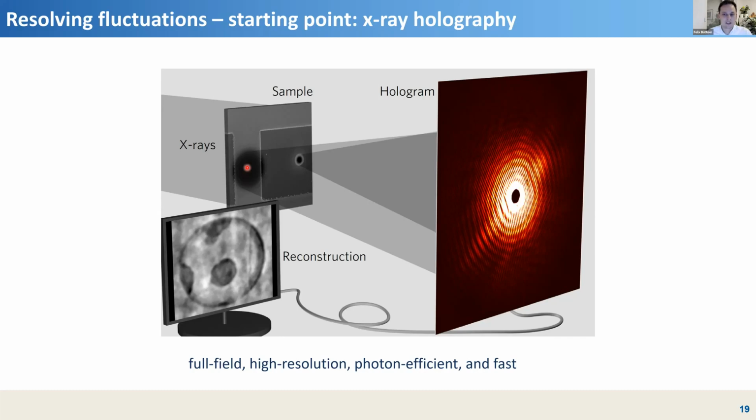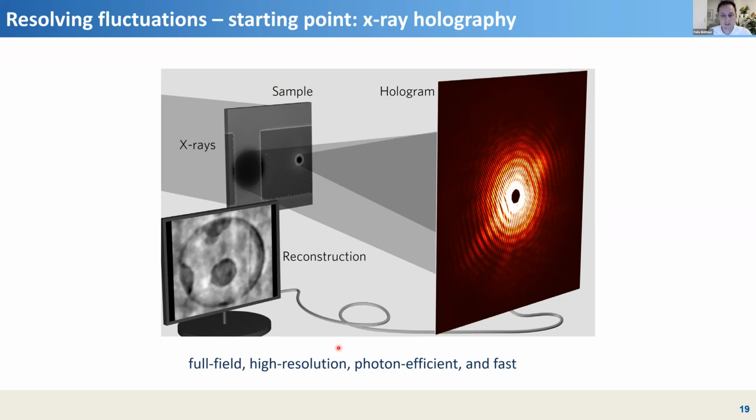So we have no more lenses or anything in between. We are directly recording the photons as they propagate to the detector, and then we are reconstructing the real space image by numerical reconstruction. The advantage of this technique is that it's a full field technique. It has very high resolution. We have recently demonstrated we can go down to 5 nanometer resolution in magnetic imaging.